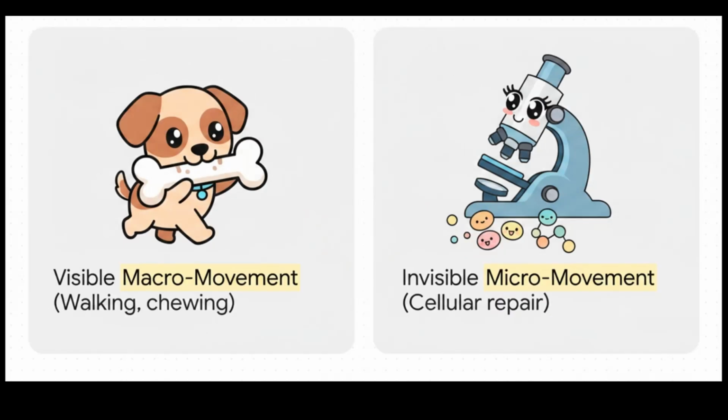Well, the answer is actually hidden from the naked eye. You see, while we instinctively rely on visible macro movements, walking, running, chewing, the ultimate defining characteristic of life actually happens on a microscopic scale. We're talking about invisible micromovement. Deep inside every single living organism, molecules are constantly in motion. They're engaging in cellular repair, breaking down food, transporting nutrients. It's nonstop. And this invisible, relentless molecular action, that is the true baseline of what makes something alive.